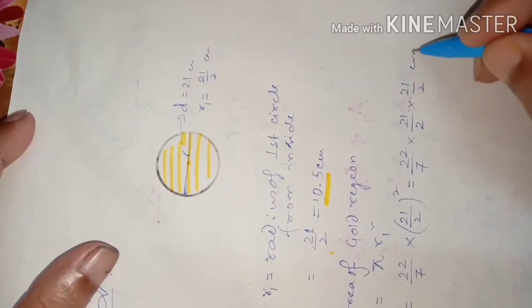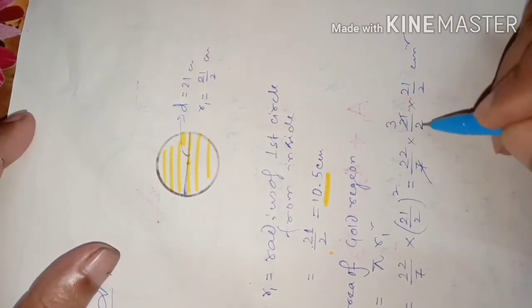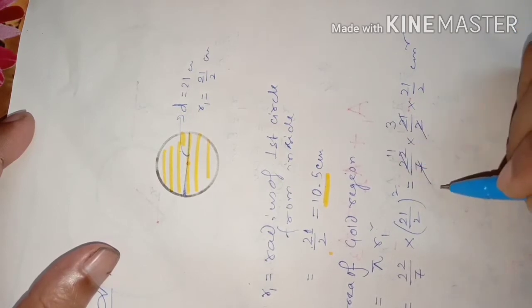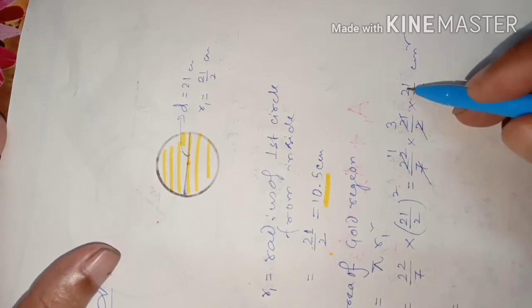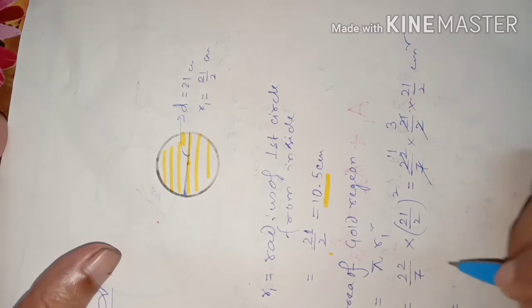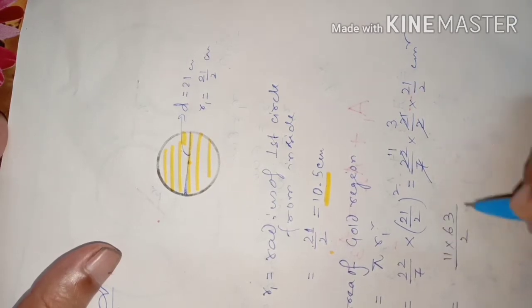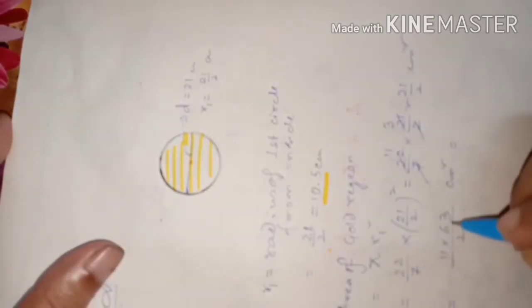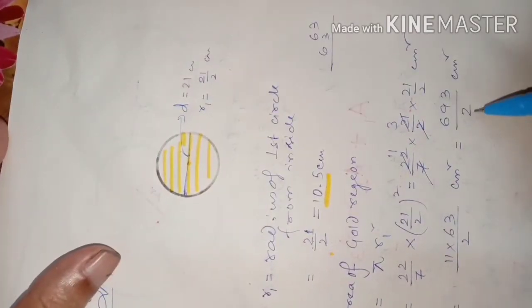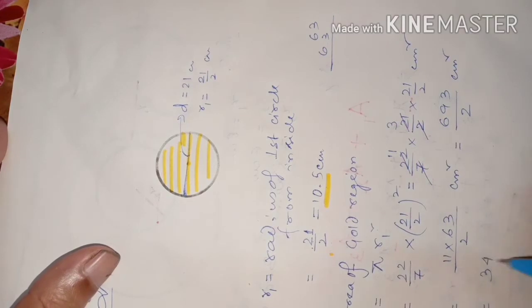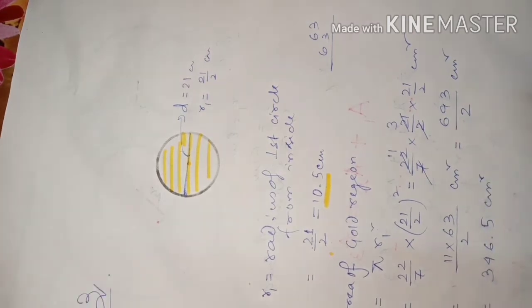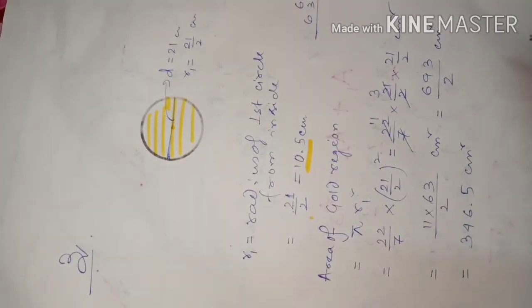Centimeter square lastly. 7 into 3, 3 times, and 2 into 11, 11 times. So it will be 11 into 3 into 21, which is 63. 11 into 63 by 2 centimeter square, or if you multiply 63 and 11, 693 by 2 centimeter square, or it can be divided also. That gives 346.5 centimeter square. This is the area of the gold region, one part of the solution only.